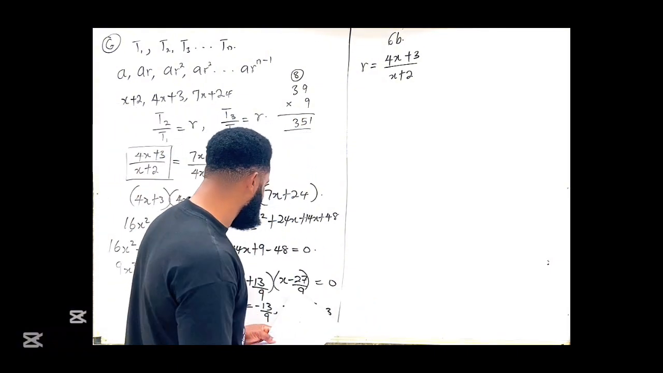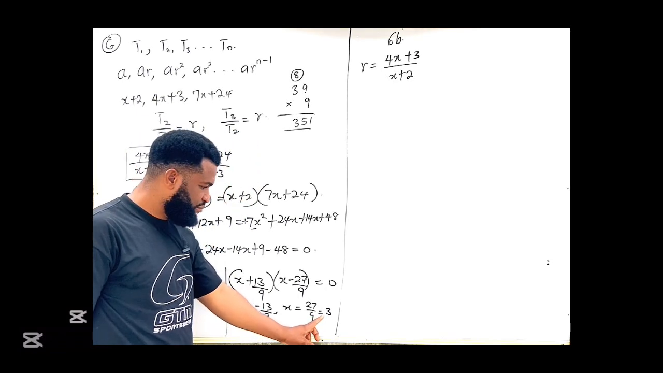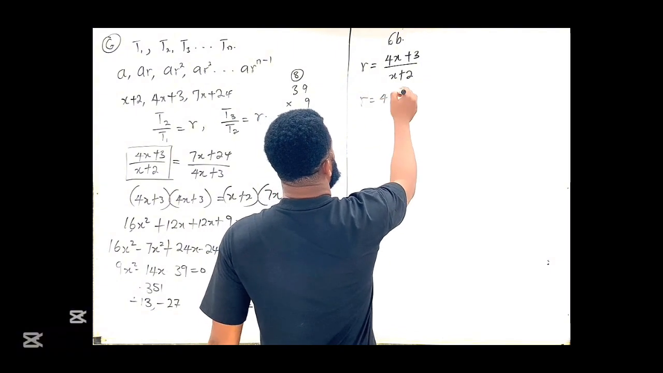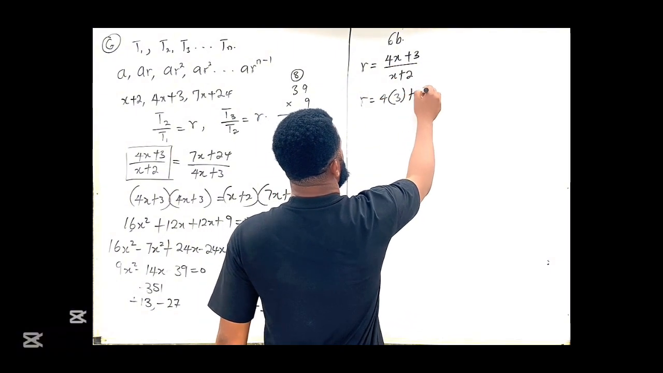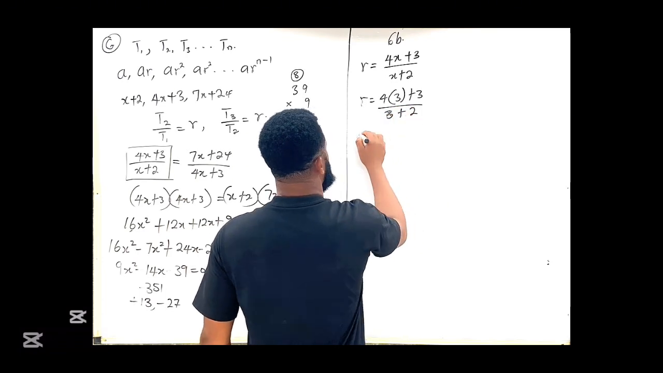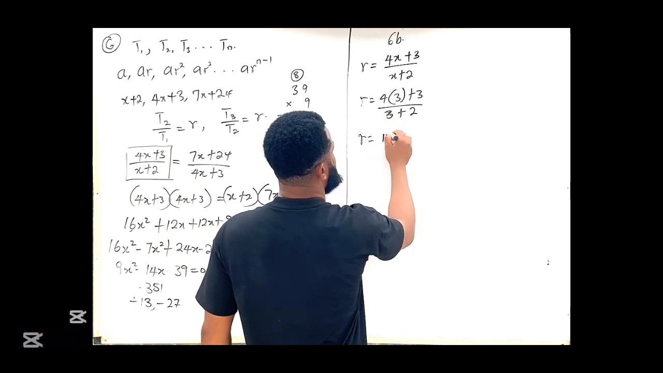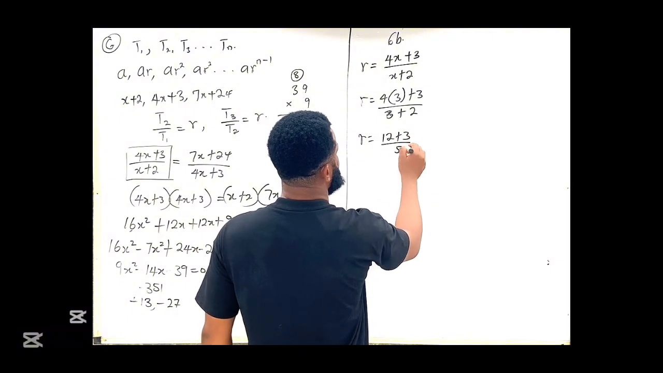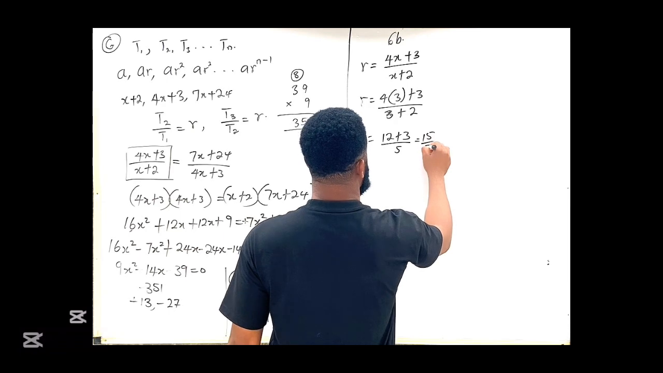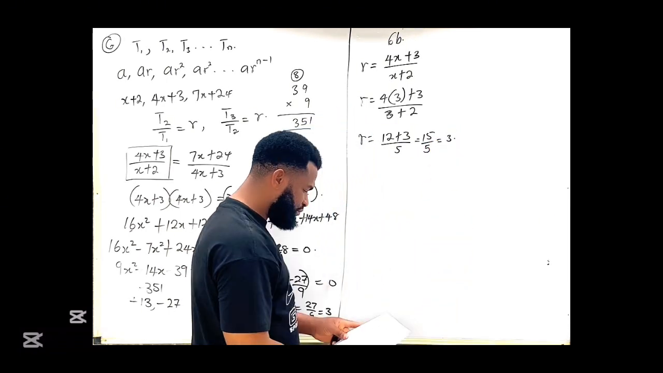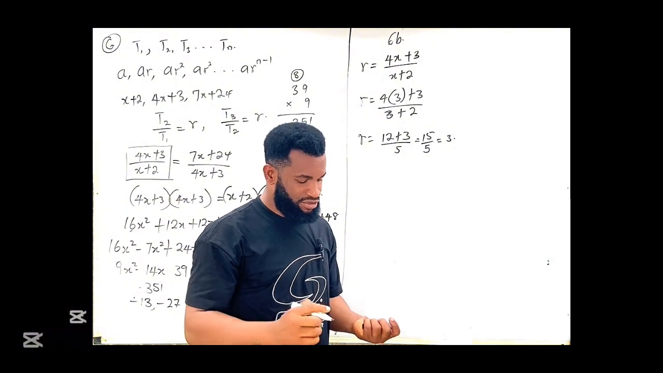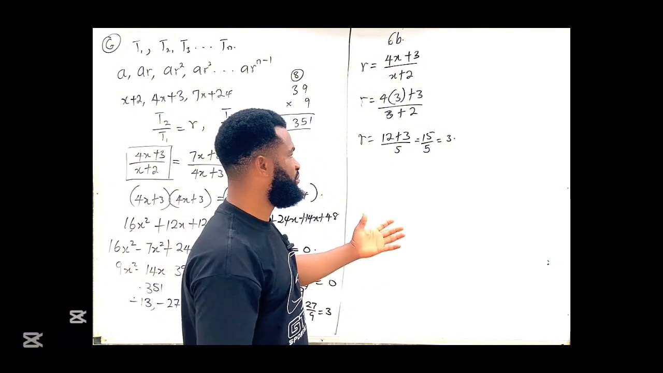But the value I am choosing as the right value of x is the positive x, and that is 3. So I'm going to have r equal to 4 bracket 3 plus 3, all over x is 3 plus 2. So r is going to be equal to 4 times 3 is 12, plus 3, divided by 5, which is 15 over 5, and r is 3. So the common ratio is 3. So this is number 6. Let's go on to number 7.